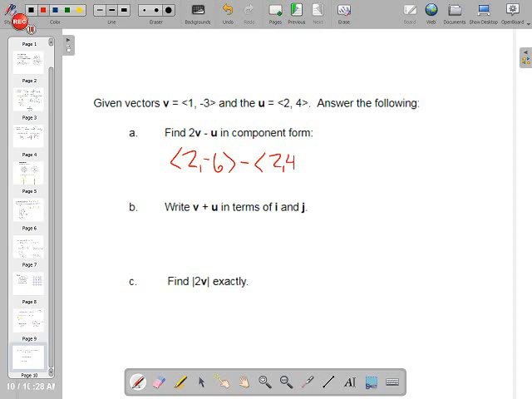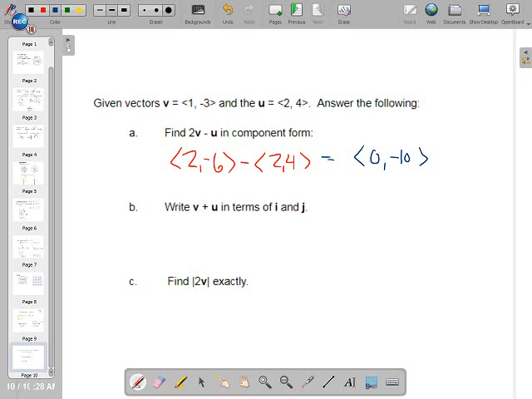Minus vector u, which is 2, 4. So when I do 2, which is like saying go right 2, and then do the opposite of doing that, left 2, 2 minus 2, my new vector would be 0, and negative 6 minus 4 would be negative 10. So that is, in component form, 0, negative 10, which is kind of like saying, just go down 10.